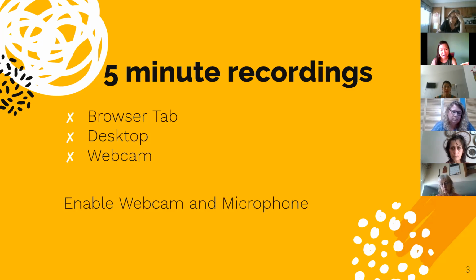So in your recording, you have 3 options, and I'm going to show you that. You can record a tab that you have open and you talking about it. Just like on Google Meet and Zoom, you can record showing your desktop and you talking about it, or you can just use your webcam and it's just you in your room. You'll want to make sure that when you are recording that you enable your webcam and your microphone.